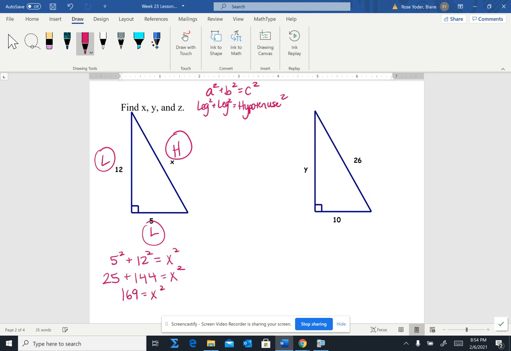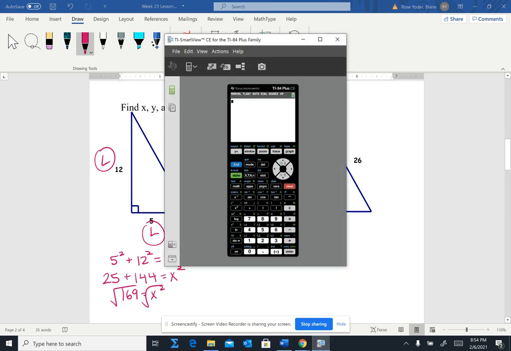And here's what's different. Sometimes people forget the last step. 169 would be way too big of a side length for a triangle where the other sides are 5 and 12. The 169 isn't the x, it's x squared. So you have to figure out what number you can square to get 169. So in order to figure that out, you want to square root it. So you want to grab your calculator and do the square root.